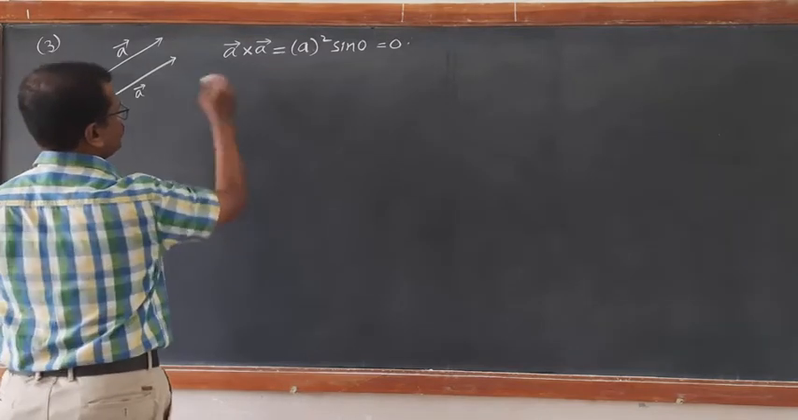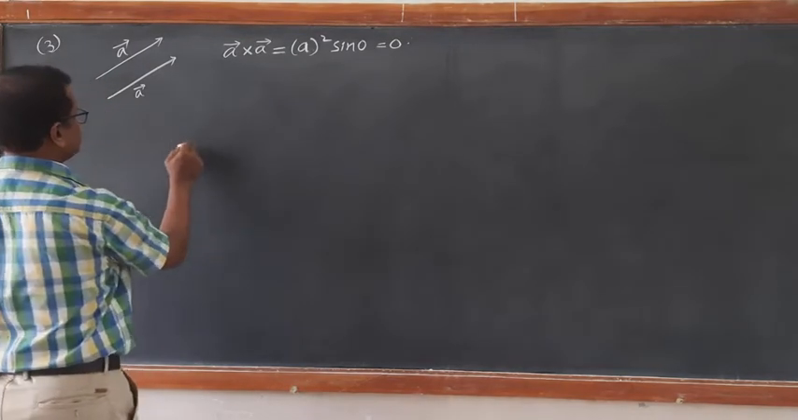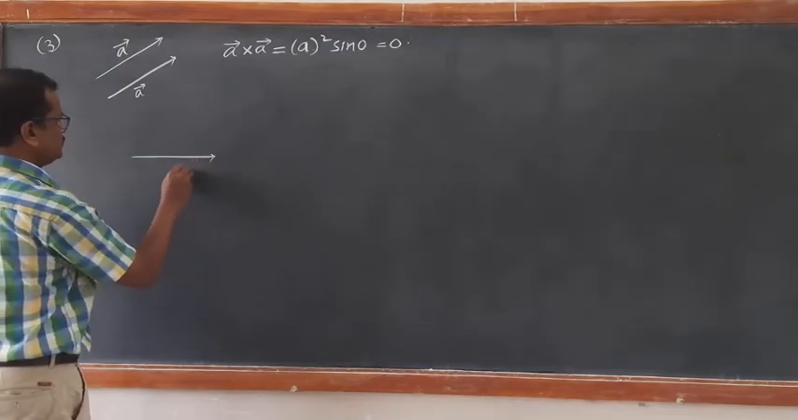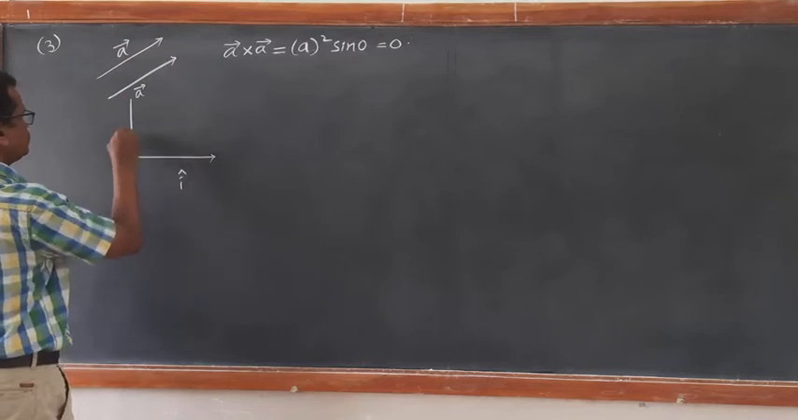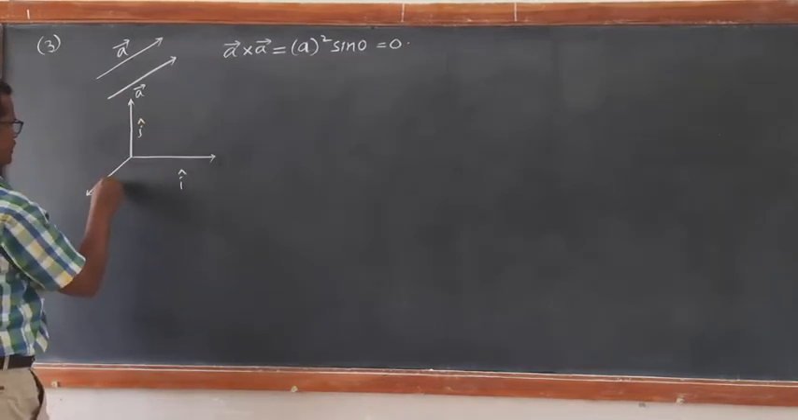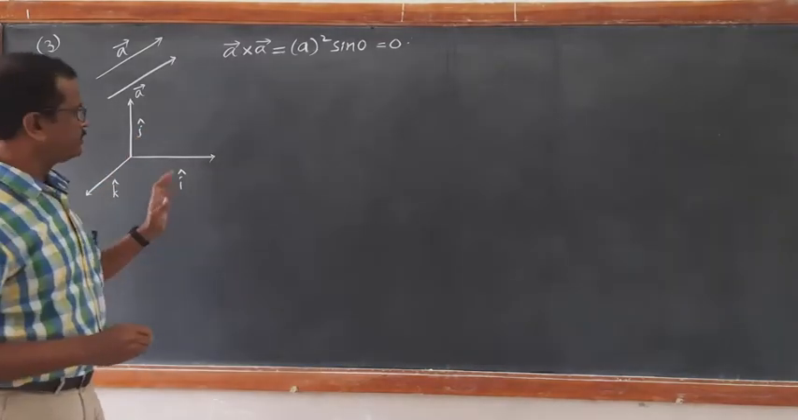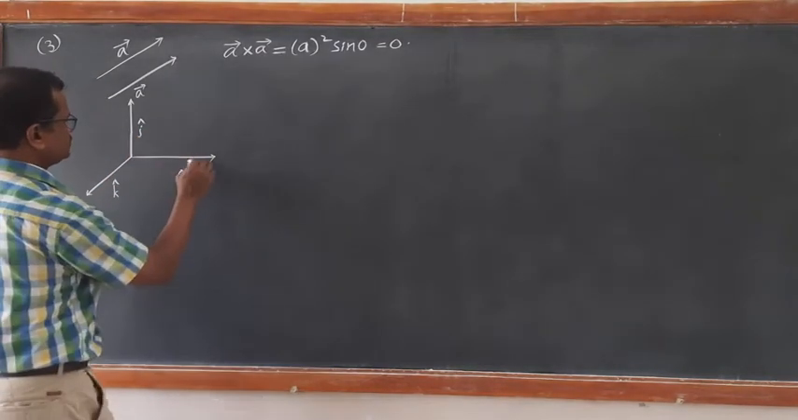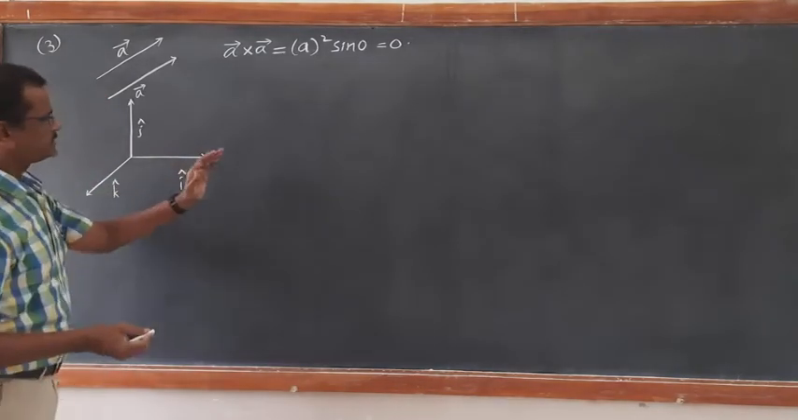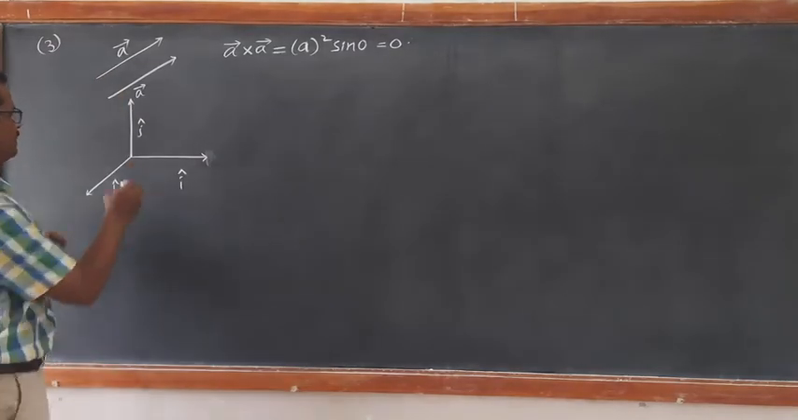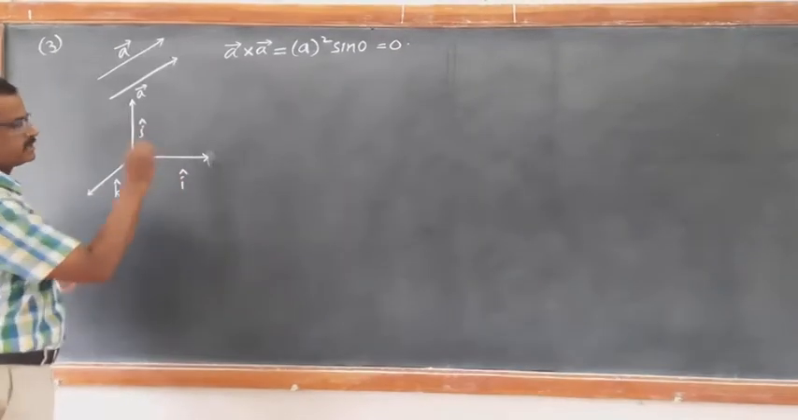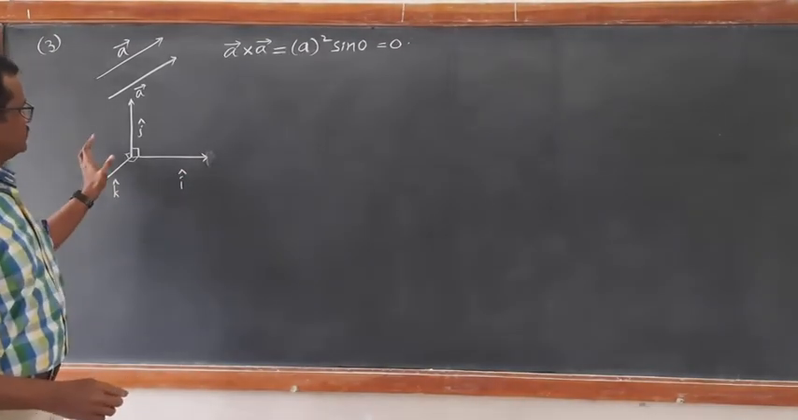Right. Now in the same way, using unit vectors, we can write. We know the unit vectors I cap, J cap and K cap are the unit vectors along the x-axis, y-axis and z-axis respectively. They are mutually perpendicular unit vectors. The angle between them is 90 degrees. Then in such a case, what happens?